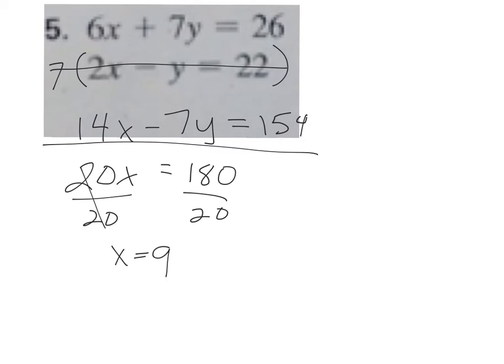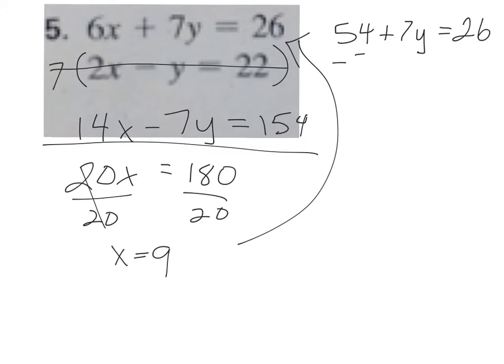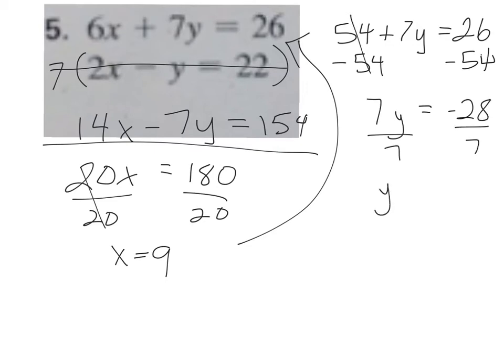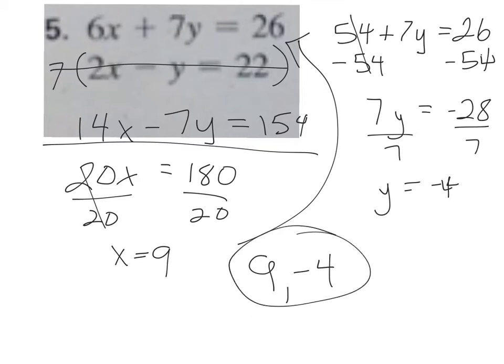Now I'm going to plug back in, and I can go into either one. It doesn't matter. So let's go right into the top. 6 times 9 is 54, plus 7y equals 26. I'm going to minus 54 from both sides. So that's gone, and then I get 7y equals negative 28. I divide by 7. I get y equals negative 4. So my answer for number 5 is 9, negative 4. And this is where those two lines cross.